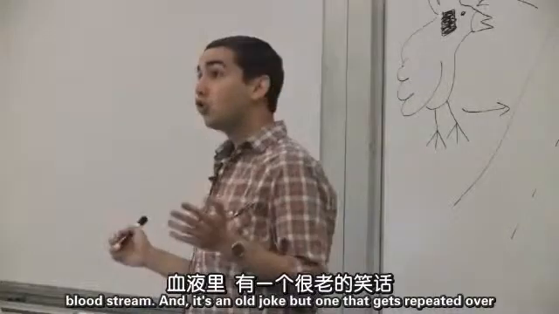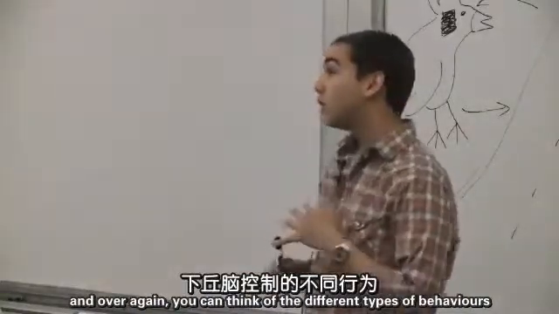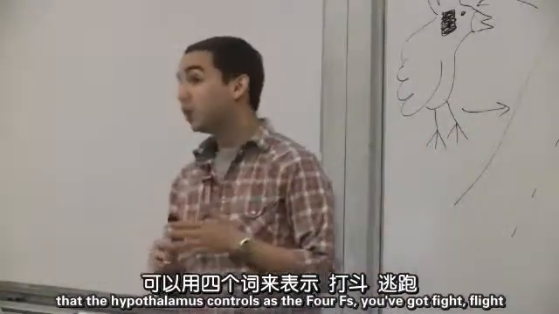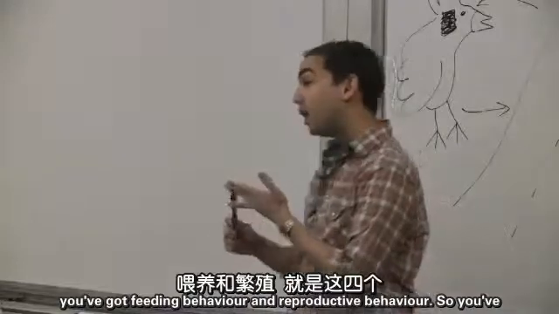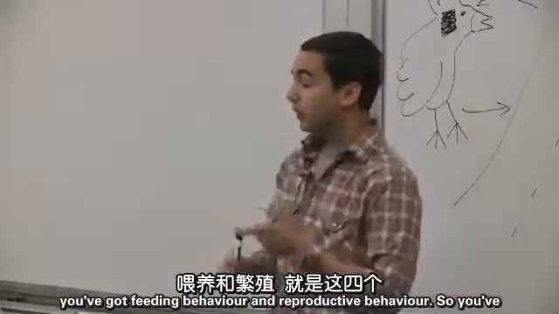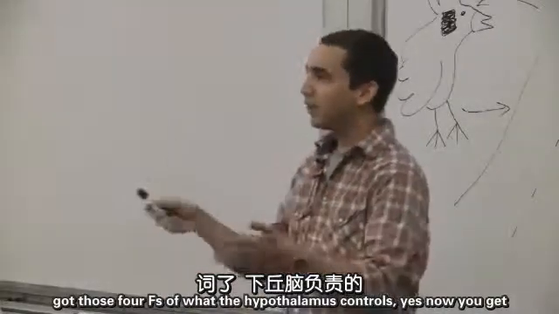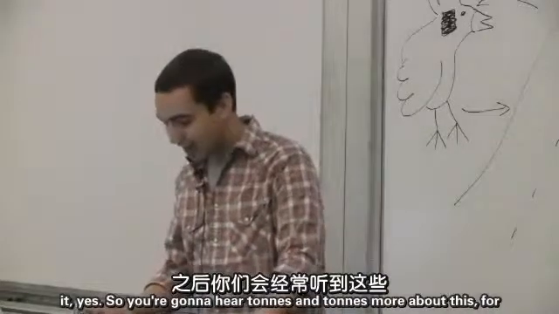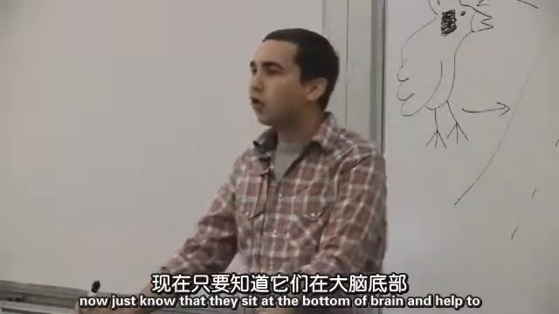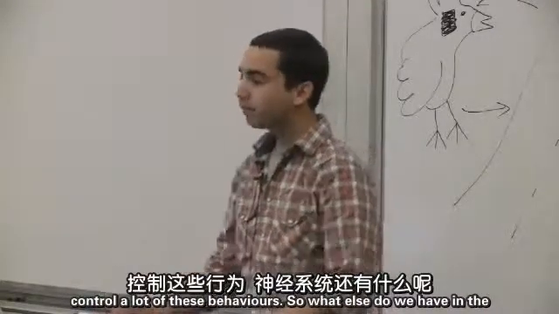It's an old joke, but one that gets repeated over and over again. You can think of the different types of behaviors that the hypothalamus controls as four Fs. You've got fight, you've got flight, you've got feeding behavior, and reproductive behavior. So you've got those four Fs of what the hypothalamus controls. You're going to hear tons more about this. For now, just know that they sit at the bottom of the brain and help control a lot of these behaviors.